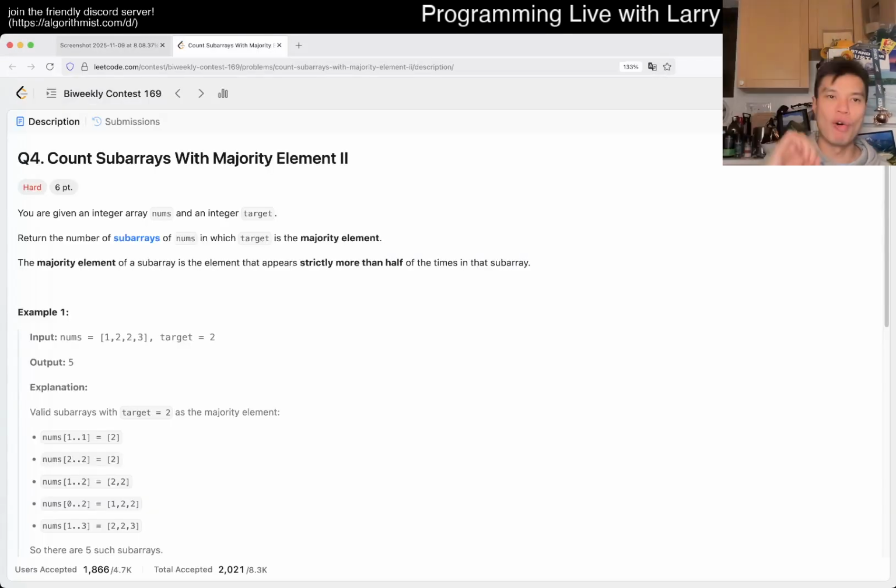This is me going over Q4 of the Bi-weekly Contest 169, Count Subarrays with Majority Element 2.